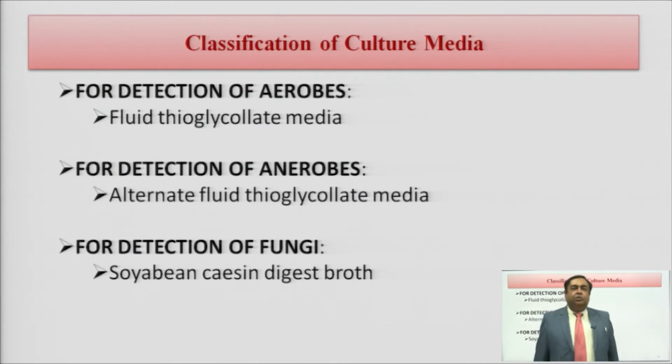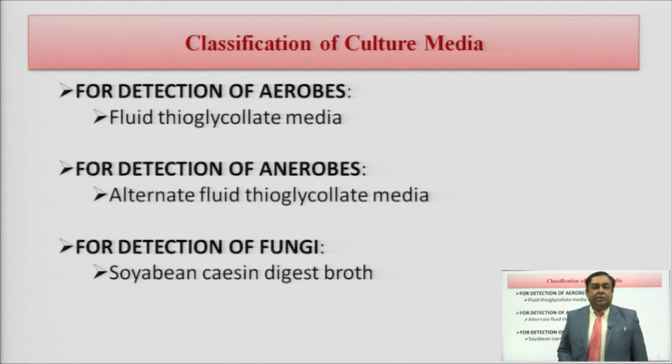The media commonly used for detection of aerobic bacteria is known as fluid thioglycolate media. The media commonly used for anaerobic bacteria is known as alternate fluid thioglycolate media, and the media used for detecting fungi is known as soybean casein digest media.